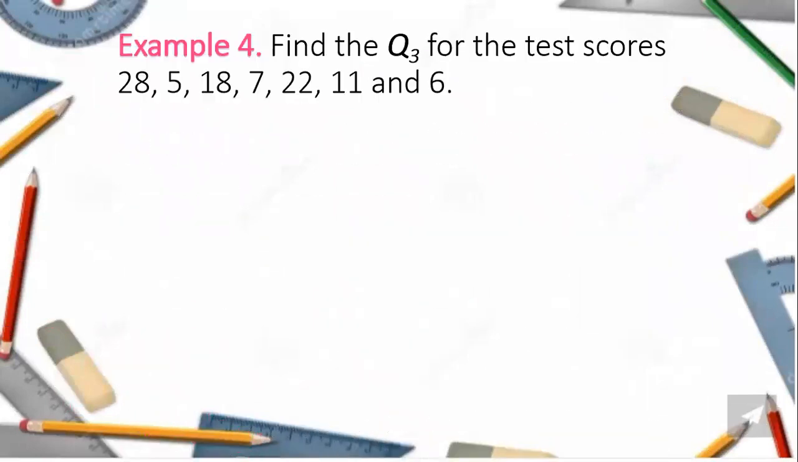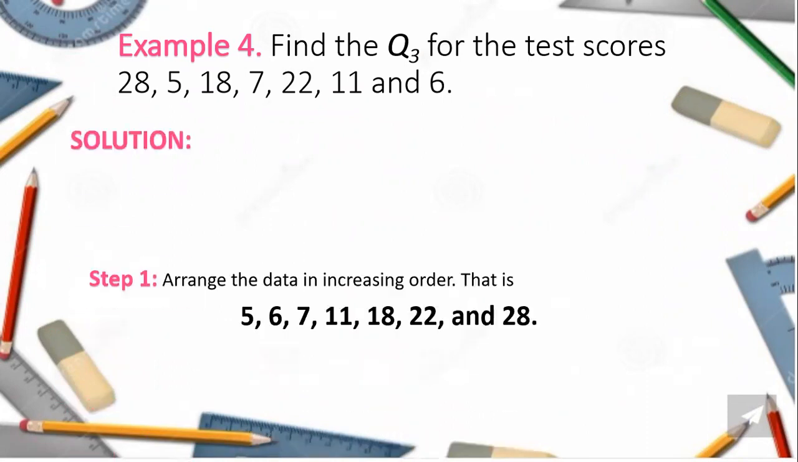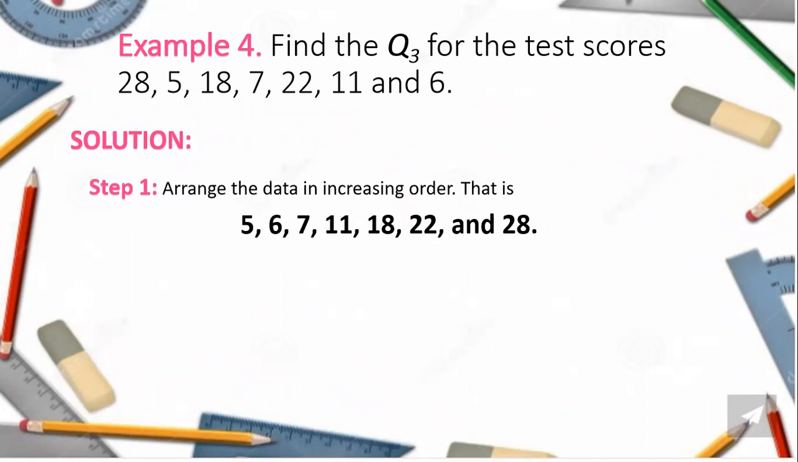So for our example, find the third quartile for the test scores 28, 5, 18, 7, 22, 11, and 6. For the solution, step 1, we need to arrange the data in increasing order of magnitude. That is, we now have the arrangement 5, 6, 7, 11, 18, 22, and 28. Thus, we have 7 observations.